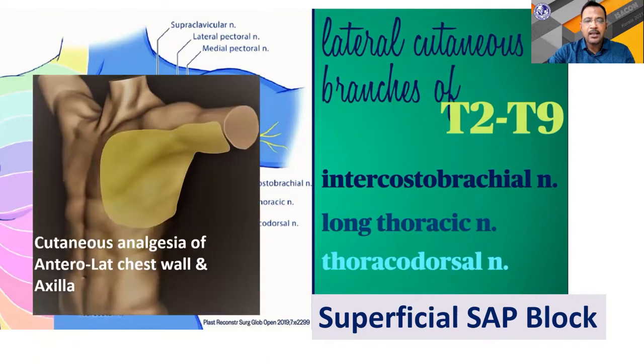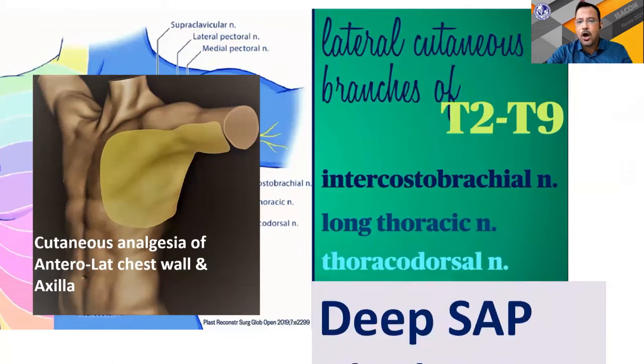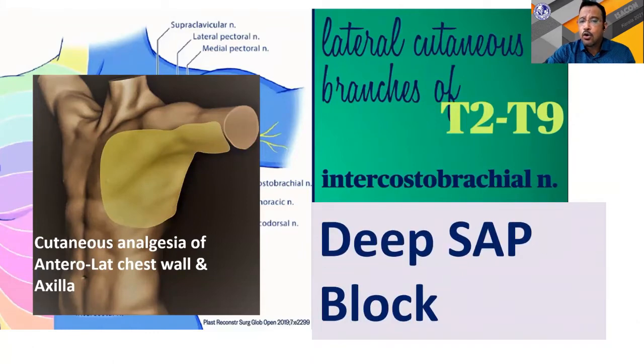But in deep SAP block, and this is the cutaneous analgesia area of distribution which is provided with a superficial SAP block. But in a deep SAP block, only the lateral cutaneous branches of T2 to T9 and intercostobrachial nerves are blocked.